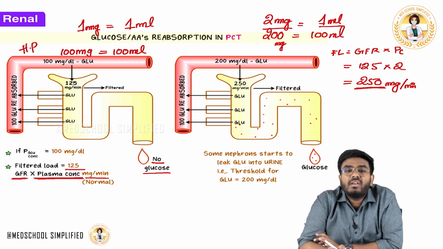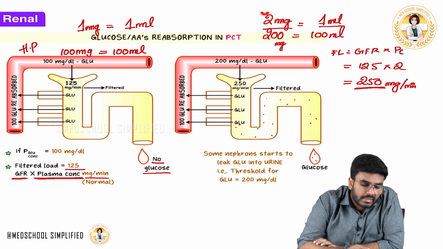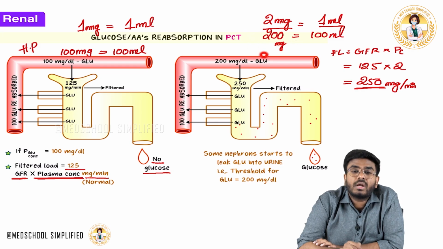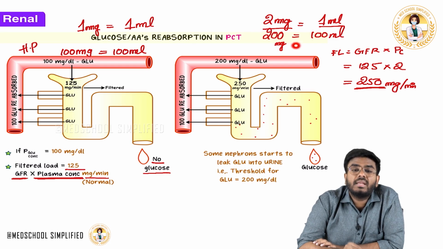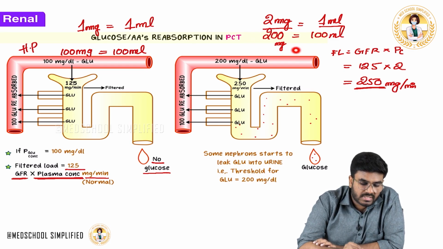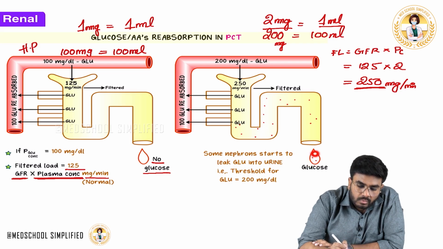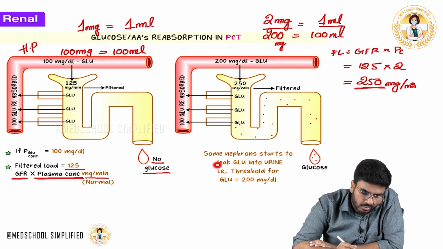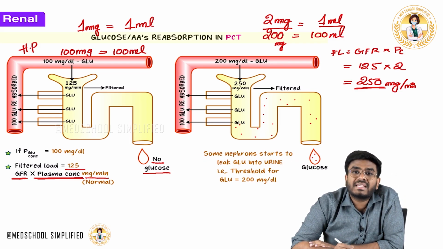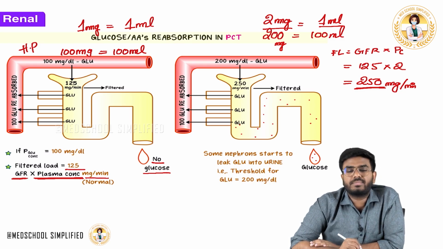Now the point: when for the first time does glucose start to appear in the urine? For the first time, when you increase the plasma concentration to 200 milligrams per deciliter, at this concentration glucose will start to appear in the urine. Glucose leaking is happening; some nephrons start to leak glucose into the urine. So this is called the threshold for glucose. This value, 200 milligrams per deciliter, is called the urinary threshold for glucose.